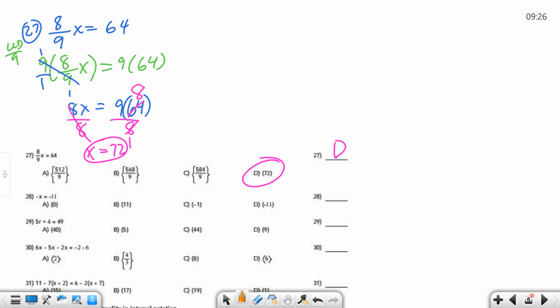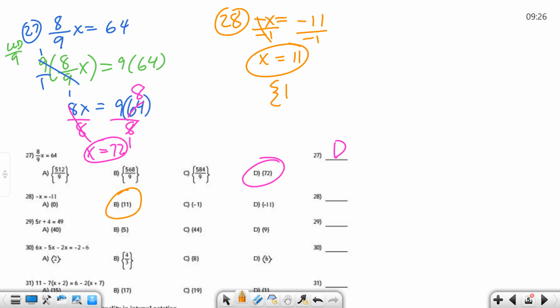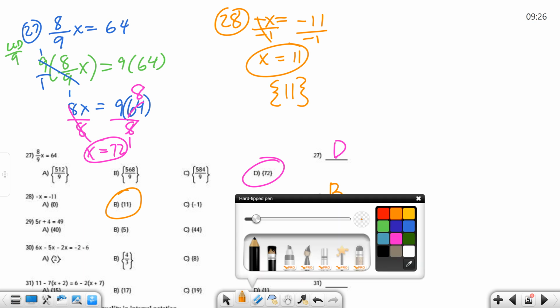Number 28. Negative x equals negative 11. I don't want negative x. I want positive x. Well, what's the thing times negative x? It's negative 1. So just divide both sides by negative 1. That divides out, becomes positive 1x equals negative over negative is positive, 11 over 1 is 11. So x equals 11. And again, they have it in the squiggly brackets for the answer because it's a solution set. That's going to be B. It's just saying that's a set that is your solution. So let's look at number 29.